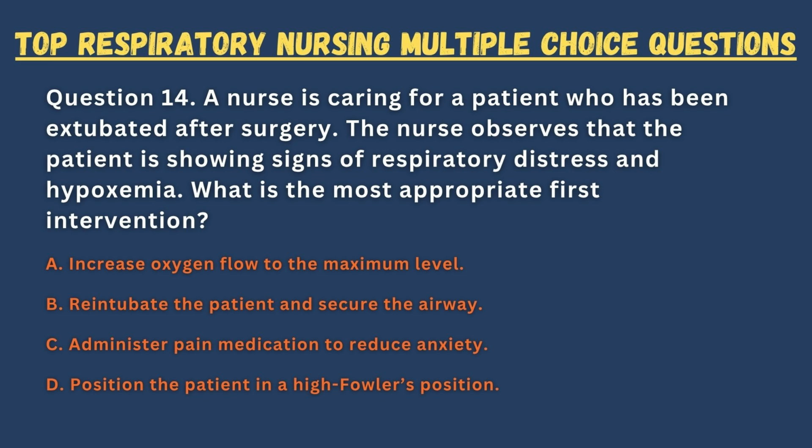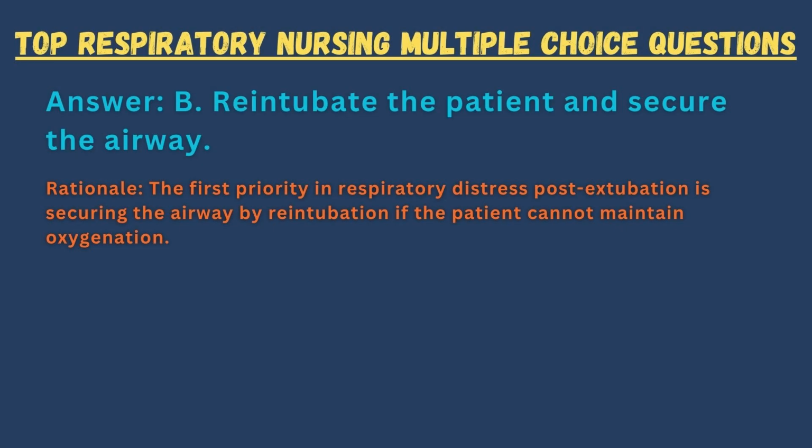C. Administer pain medication to reduce anxiety. D. Position the patient in a high Fowler's position. Answer. B. Re-intubate the patient and secure the airway. Rationale. The first priority in respiratory distress post-extubation is securing the airway by re-intubation if the patient cannot maintain oxygenation.